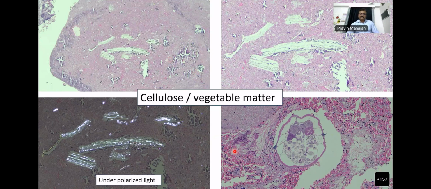Incidentally, in this same appendix, in the lumen, we also saw the parasite E. vermicularis, which is a common finding. Sometimes you see them.